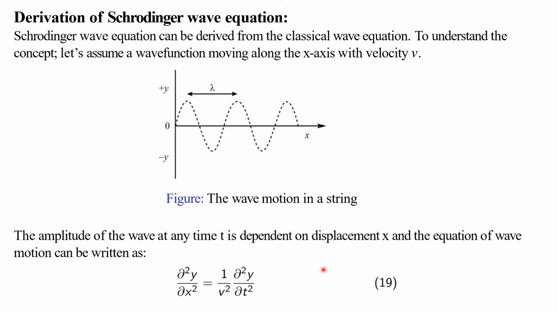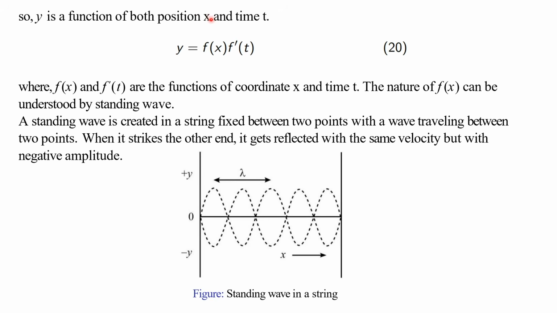At any instant, suppose the particle is here, the amplitude is 0, and if it is here, the amplitude is maximum. So it depends on the value of x, and the equation of motion can be written like this. So, y is a function of both position x and time t. We can write y as a function of f(x) and f'(t), where f(x) and f'(t) are the functions of coordinate x and time t. The nature of f(x) can be understood by a standing wave.